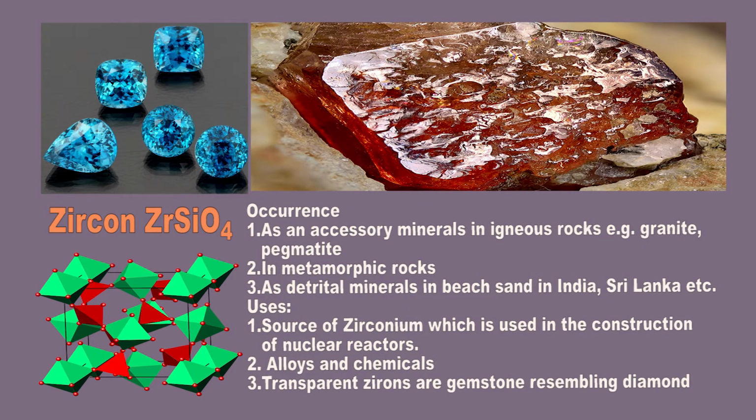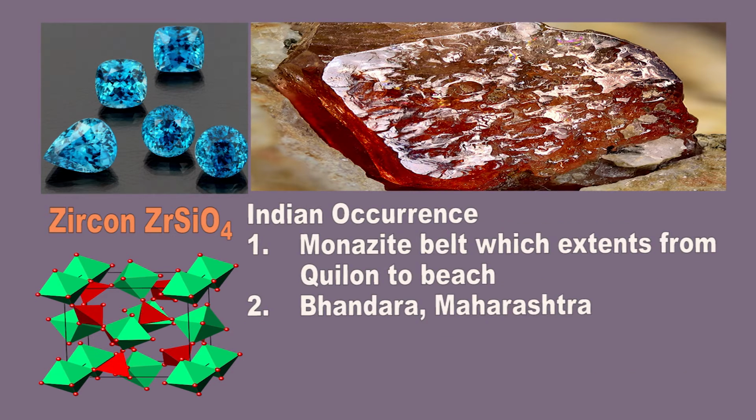Occurrences: as an accessory mineral in igneous rocks, for example granite and pegmatites, in metamorphic rocks, and as a detrital mineral in beach sands in India, Sri Lanka, Australia, etc. Uses: source of zirconium, which is used in the construction of nuclear reactors, alloys and chemicals. Transparent zircons are gemstones resembling diamond. Indian occurrences: monazite belt which extends from Ceylon to beach, Bhandara district, Maharashtra.